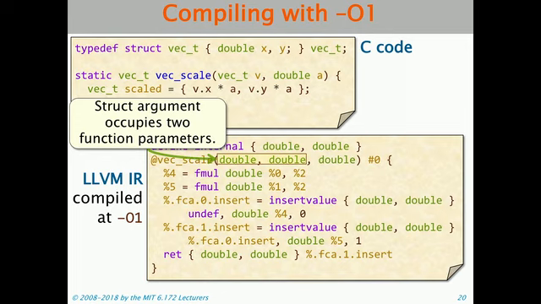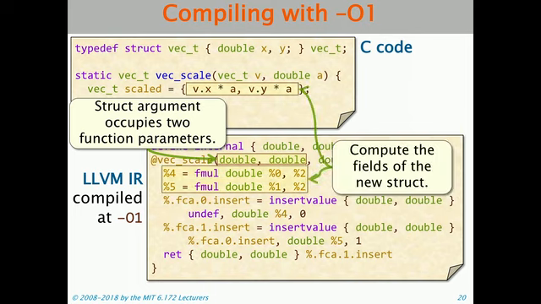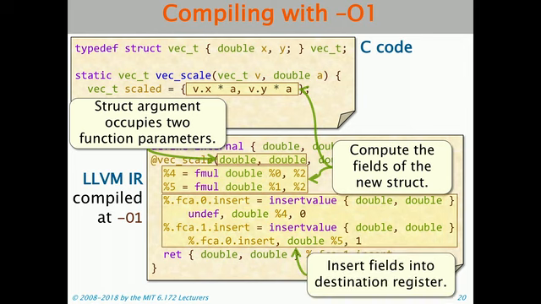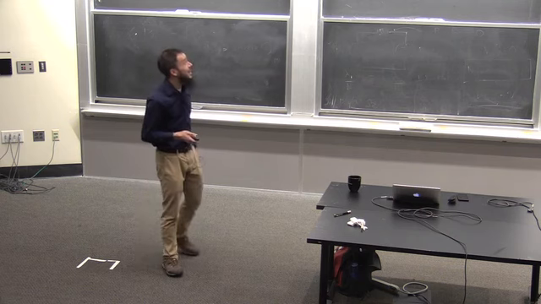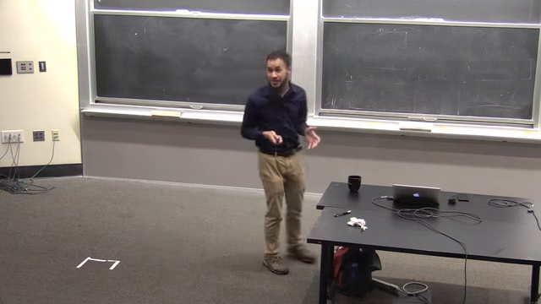We have our vec_scale routine in LLVM IR. It takes a structure as its first argument, and that's represented using two doubles. It takes a scalar as the second argument. And what the operation does is it multiplies those two fields by the third argument, the double a. It then packs those values into a struct that it'll return, and finally it returns that struct. So that's what the optimized code does. Let's see actually how we get to this optimized code.